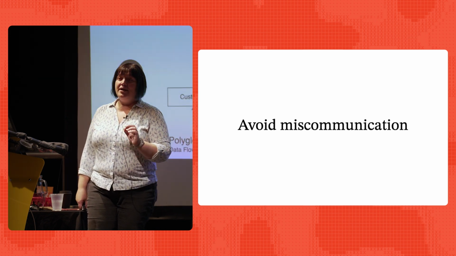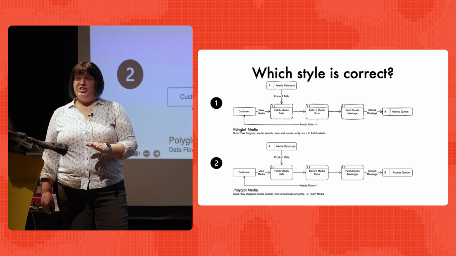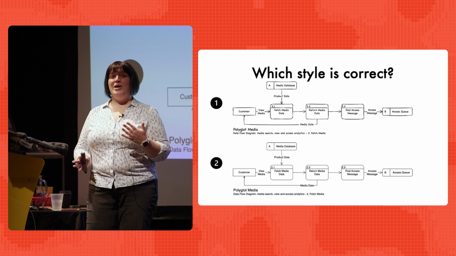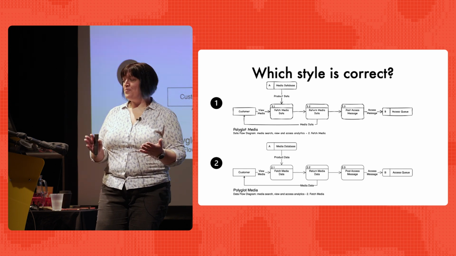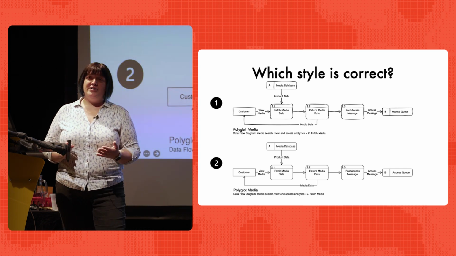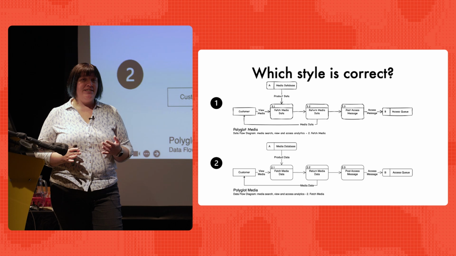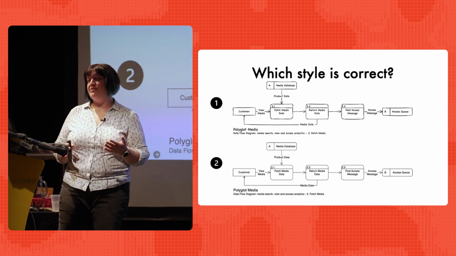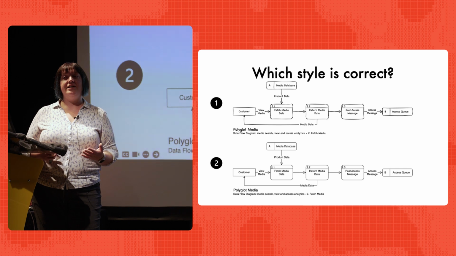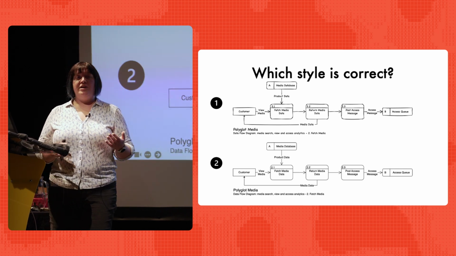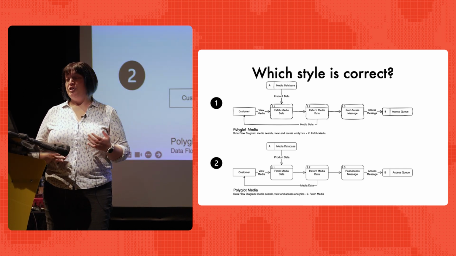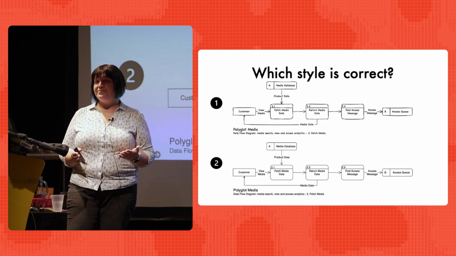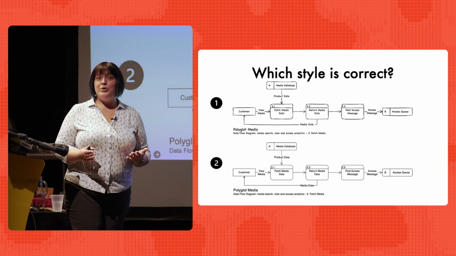I know it's after lunch and you're all a bit asleep, but unfortunately this is quite an interactive talk. So which of these styles is correct? This is a data flow diagram. It's a level 2 data flow diagram. We're getting into the details here. So which one do you think you should use? Should you use the sketchy one, number 1? Put your hands up if you think number 1. And put your hands up for number 2.